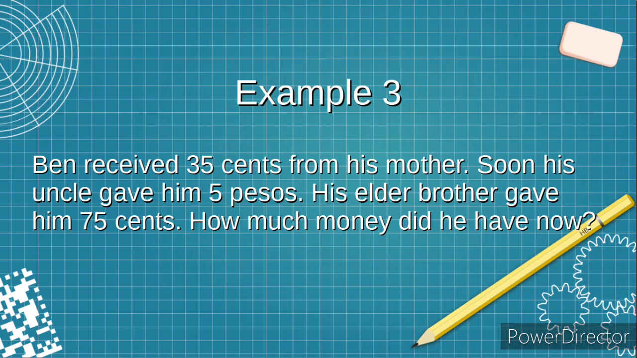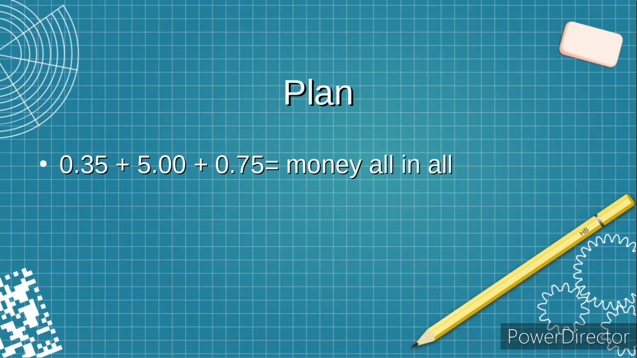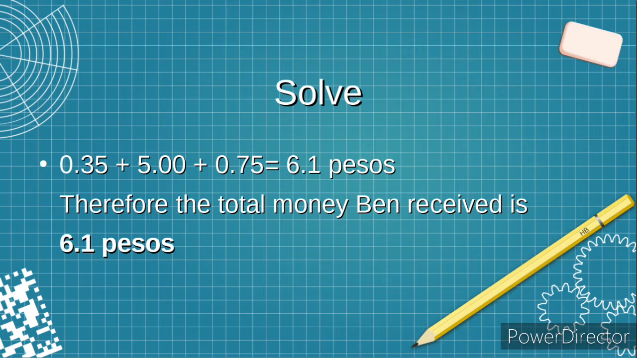For example number 3, Ben received 35 cents from his mother. Soon his uncle gave him 5 pesos. His elder brother gave him 75 cents. How much money does he have now? The given are 35 cents, 5 pesos, and 75 cents. All we need to do is just add all of these and get the total money, and that would be the answer. So the answer is 6.1 pesos.